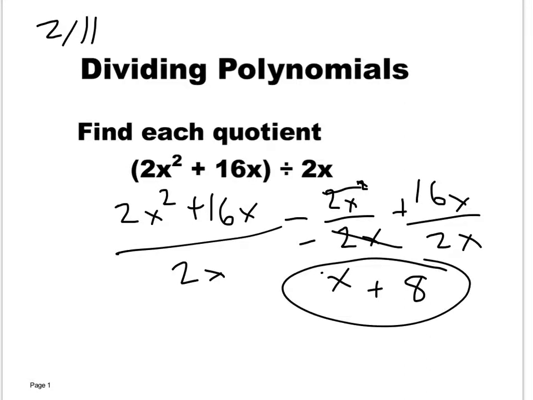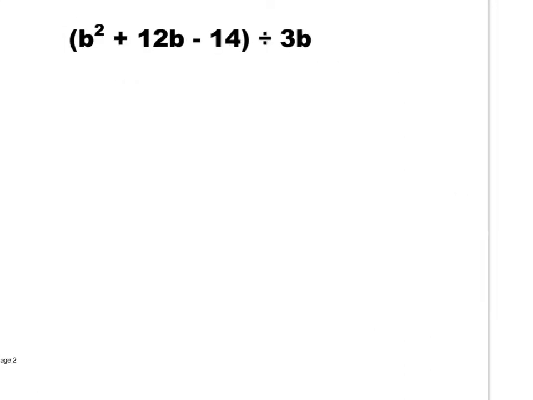x plus 8. So we've got b squared plus 12b minus 14 divided by 3b. So really what I do is I split each one of these and divide them by 3b. Wait, would you not factor it? No, I don't factor it. I take each term and divide each term by what's doing the dividing. So we've got b squared divided by 3b.